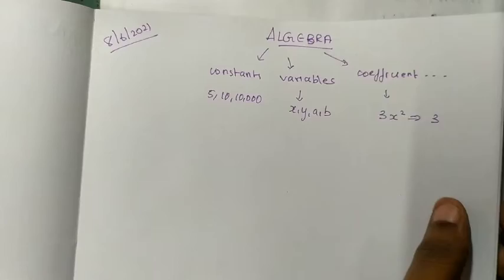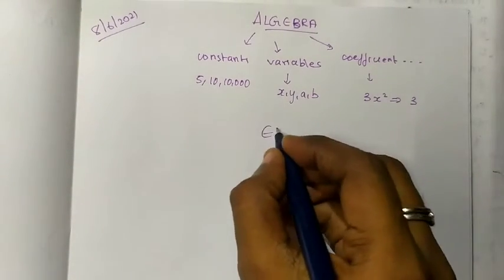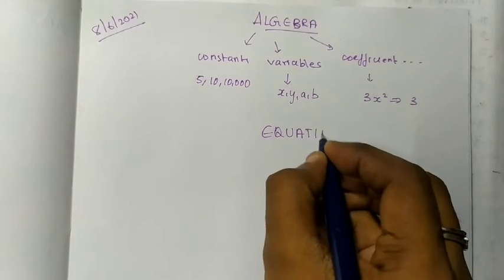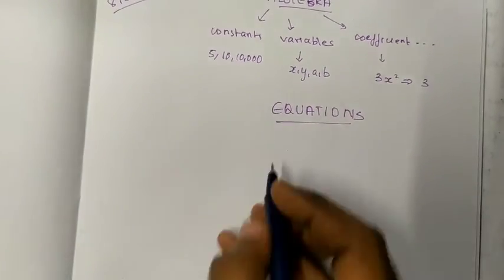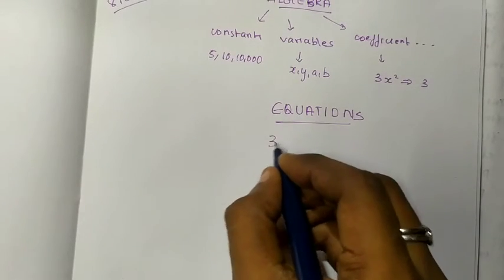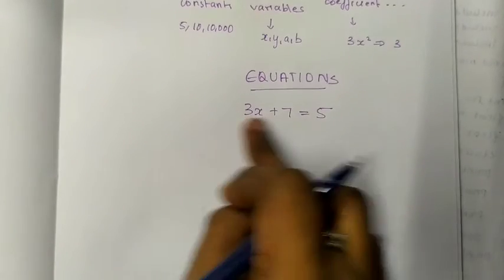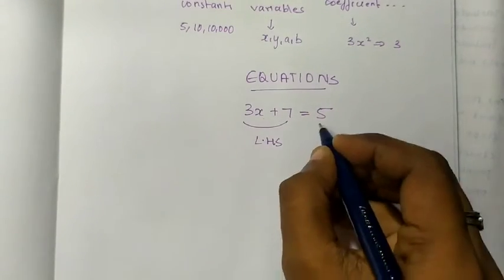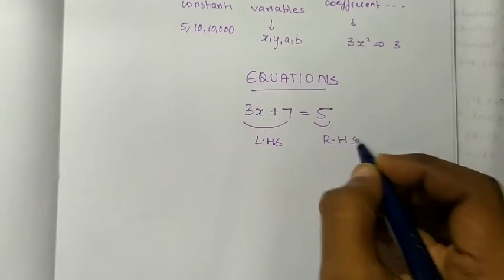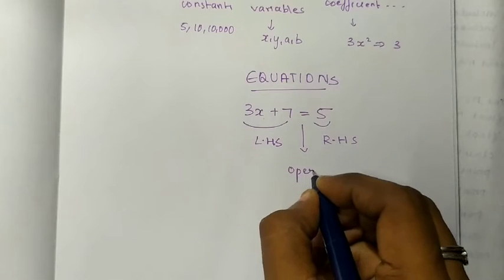Now we are going to see a topic named equations. What is an equation? I'm going to give you one example: 3x plus 7 is equal to 5. This is an equation. There is something on the left hand side and something on the right hand side, and it is joined together by an operator, equal to.